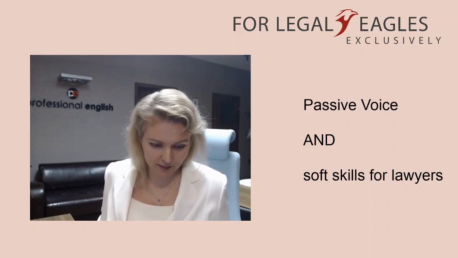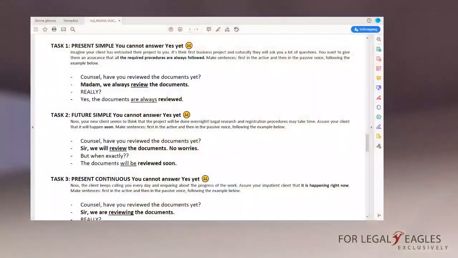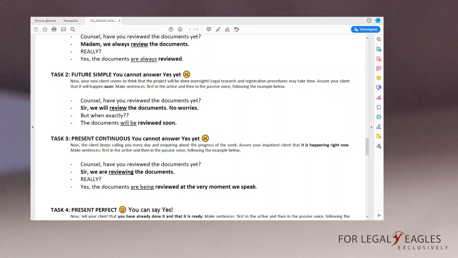Let's look first at the instruction there. Present continuous. You cannot answer yes yet. Now the client keeps calling you every day and inquiring about the progress of the work. Assure your impatient client that it is happening right now. And of course, make the sentences. So let's have a look at Paweł and Zbyszek together.